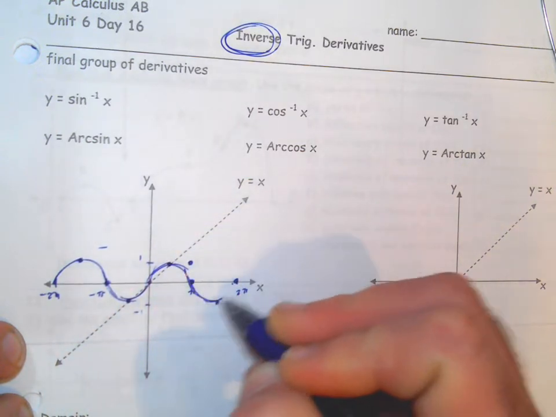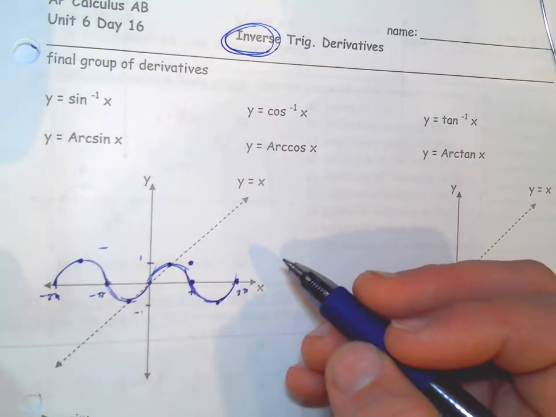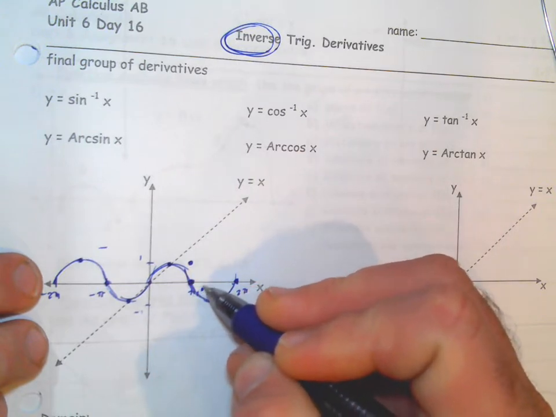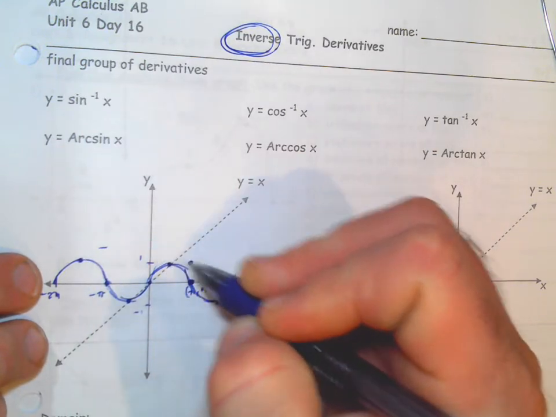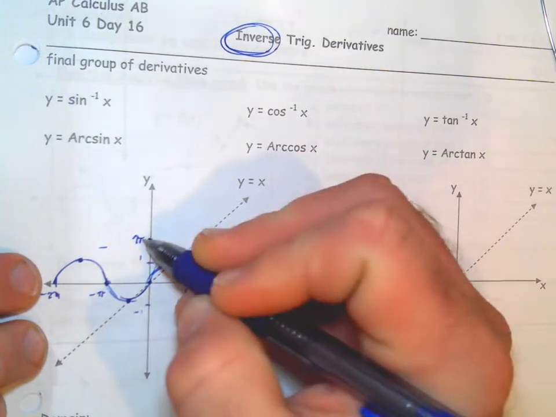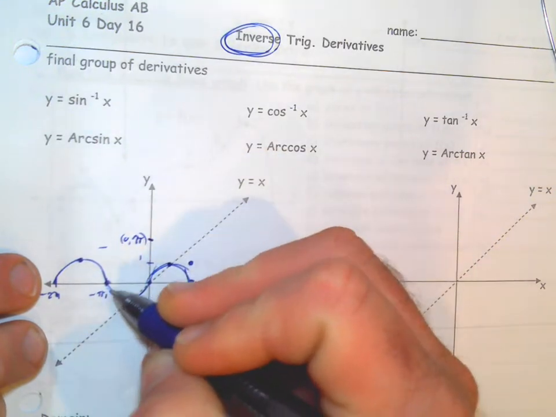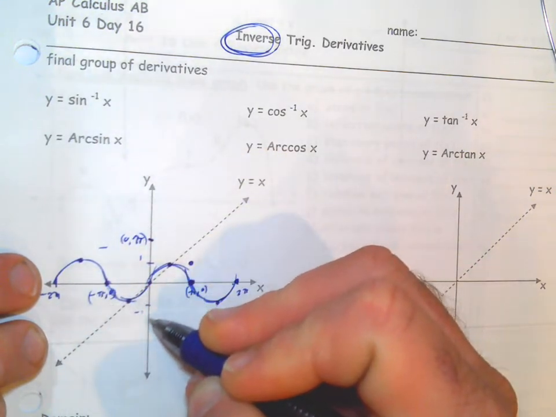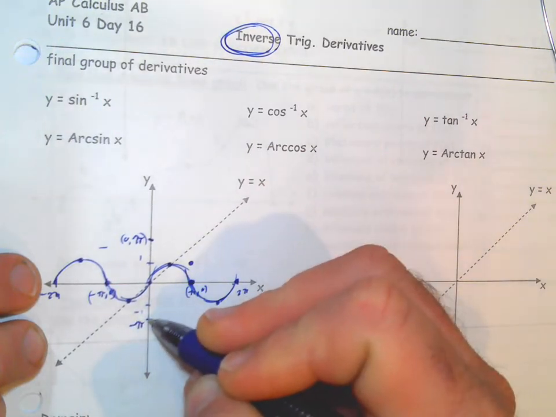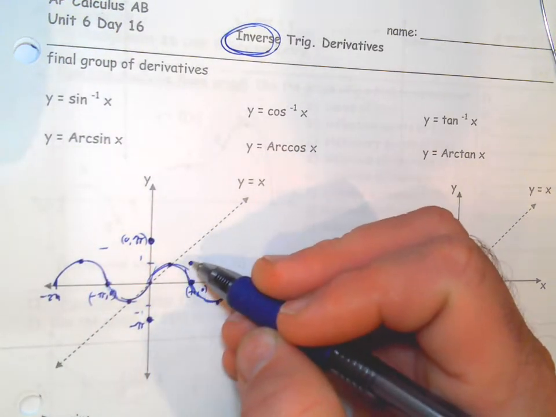Right? So we're going to flip it across y equals x like we've done for other inverse functions, but we might try and get some of these points down. So (pi, 0) becomes (0, pi). So that's going to be up here. The x-intercept becomes the y-intercept, right? And (negative pi, 0) becomes (0, negative pi). So that's down here. And there's going to be dots here.